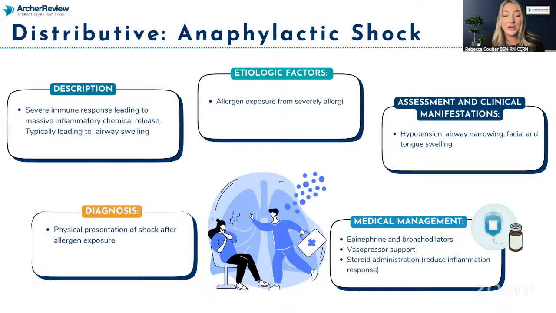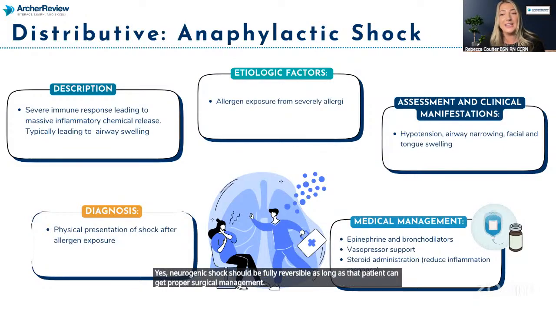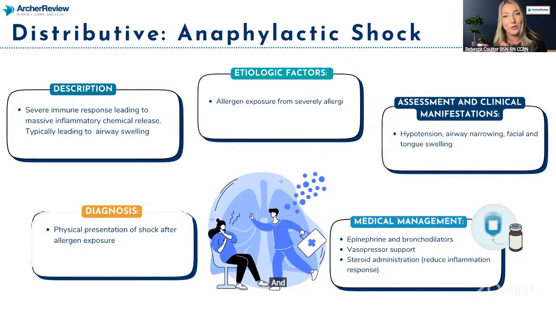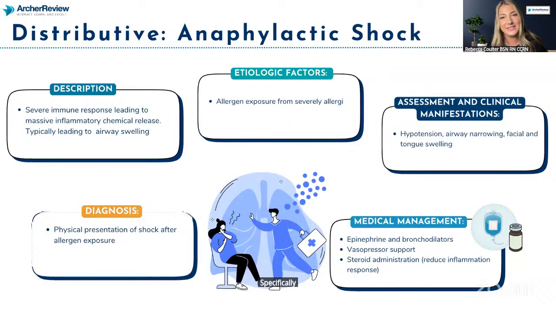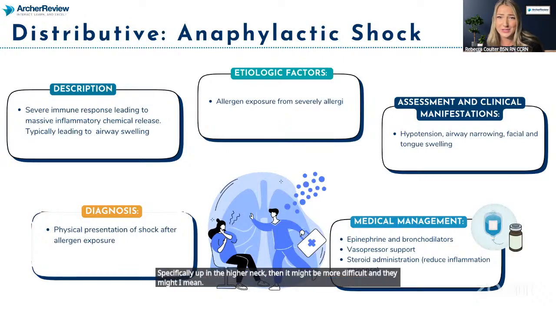Yes, neurogenic shock should be fully reversible as long as that patient can get proper surgical management. For instance, if it's a spinal cord injury, if we can restore some blood flow there. If it's a really severe spinal cord injury, specifically up in the higher neck, then it might be more difficult, and we might be having other conversations about the ability for that client to survive anyway.